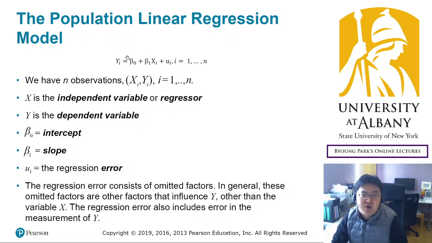So if x and y move in opposite directions, then beta 1 will be negative. In our example, an increase in the student-teacher ratio will decrease the test score, so beta 1 will be negative. So a higher student-teacher ratio means lower test scores, so beta 1 will be negative.